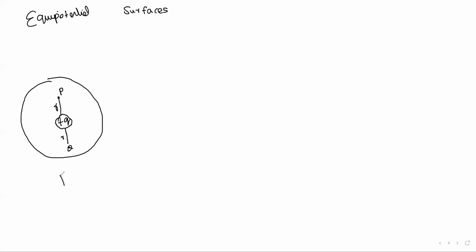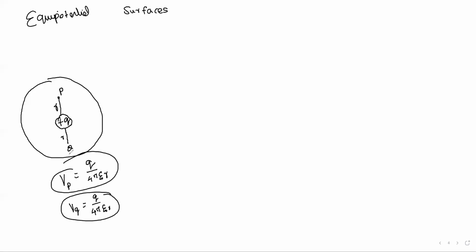Now tell me, what is the electric potential at P? It is Q over 4 pi epsilon 0 R. What is the electric potential at Q? It is also Q over 4 pi epsilon 0 R. Am I correct? Both are at the same distance, but they are different points. So now, is VP and VQ the same or not? They are both the same. Okay, so they are equipotential points.